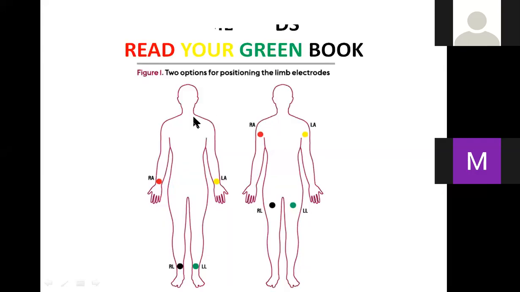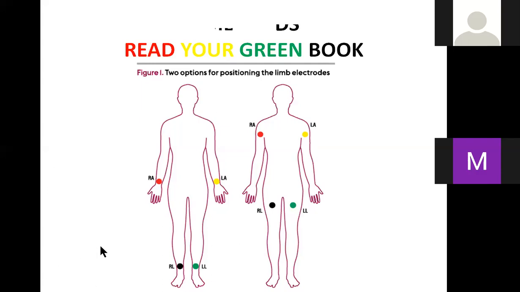These are the electrodes which we apply to the right arm, left arm, left leg, and the right leg. And the mnemonic to remember is read your green book. Red on the right shoulder, yellow on the left shoulder, green on the left leg, and black on the right leg. Read your green book.